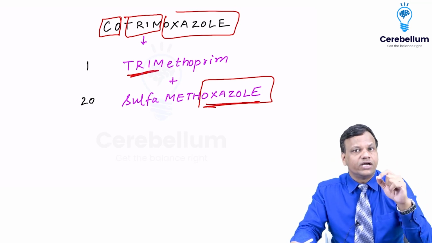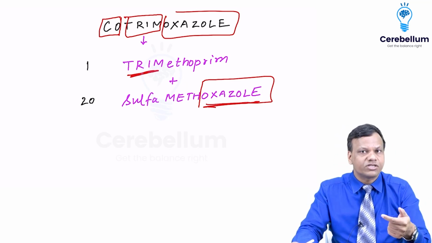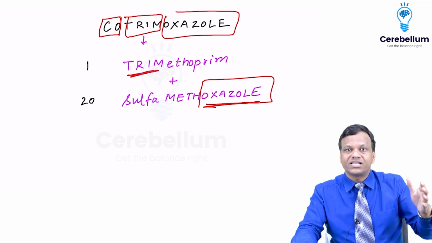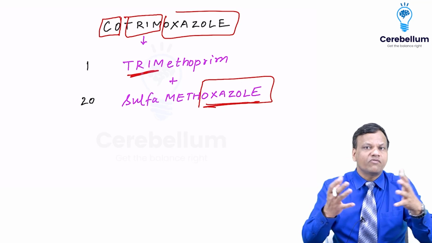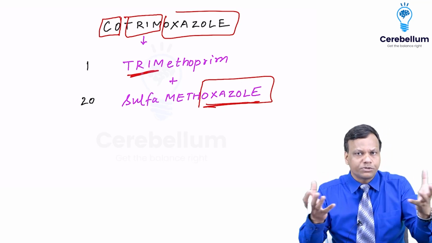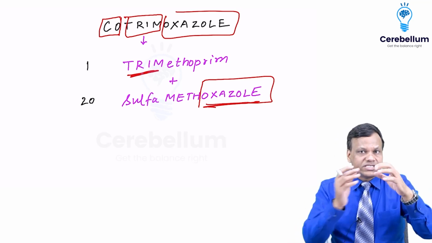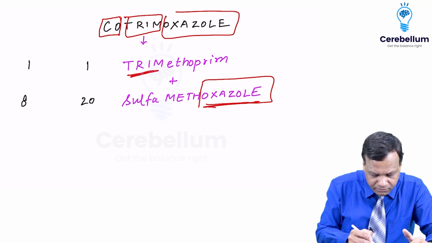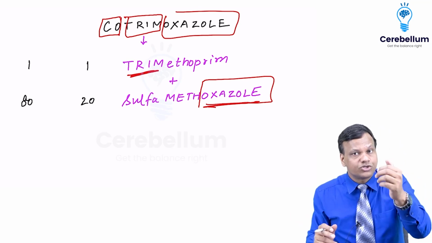So then we developed a tablet which contains 1 part trimethoprim and 20 parts sulfamethoxazole. But when we gave it to humans, the ratio in the blood changed. The simple reason is these two drugs have different volume of distribution and different absorption. So in the blood, different amounts reached. When we checked the blood sample after giving the tablet, the ratio became 1 is to 80. Obviously, we did not want 1 is to 80. What we wanted in the blood is 1 is to 20.